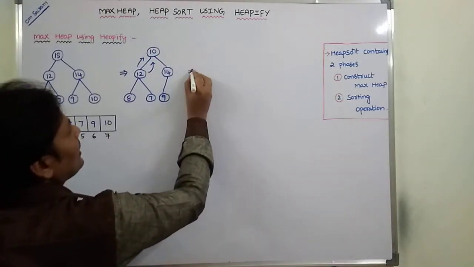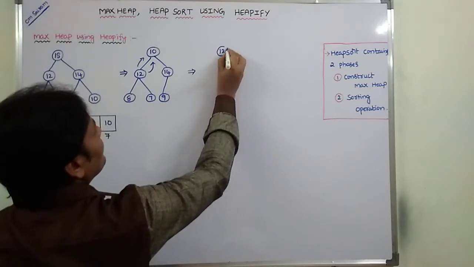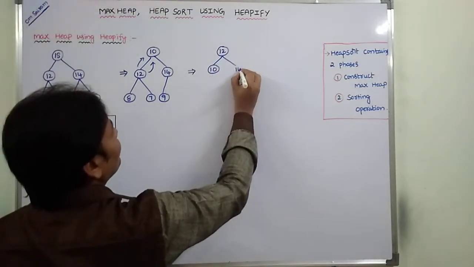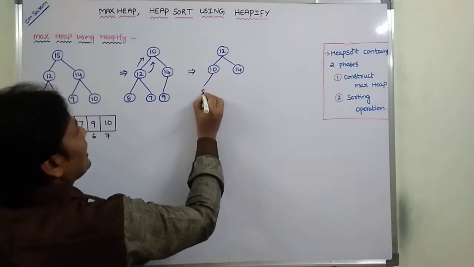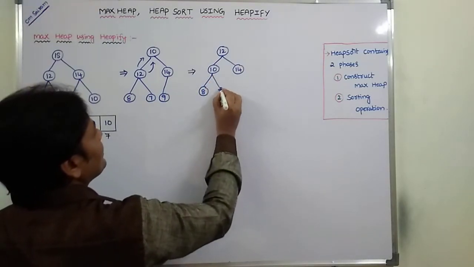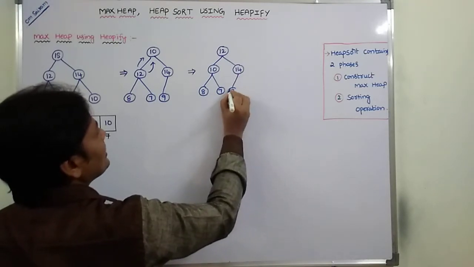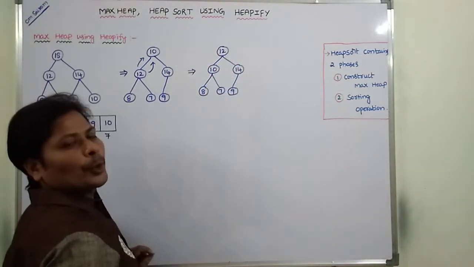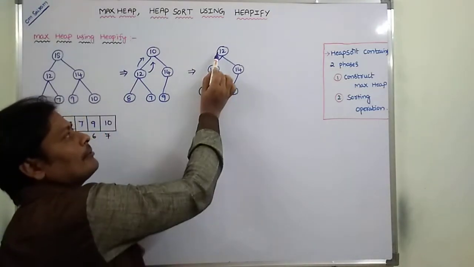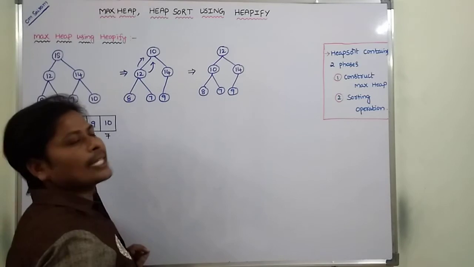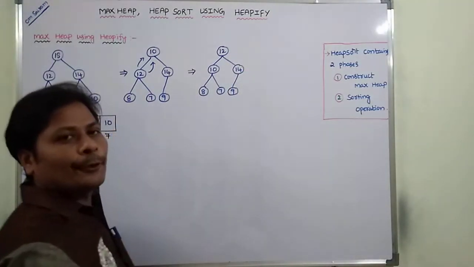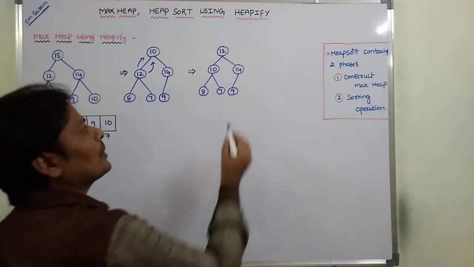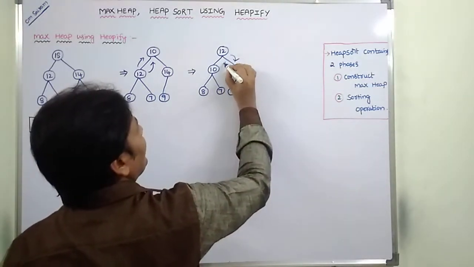After swapping, 12 is the root node, and 12's left child is 10, and 12's right child is 14, and 10's left child is 8, 10's right child is 7, and 14's left child is 9. Once again we have to check whether it satisfies the maximum heap property or not. Here 12 is greater than 10. Yes, it satisfies the maximum heap property. 12 is compared with 14. Is 12 greater than 14? It is false. It does not satisfy the maximum heap property. So we have to swap these two elements.